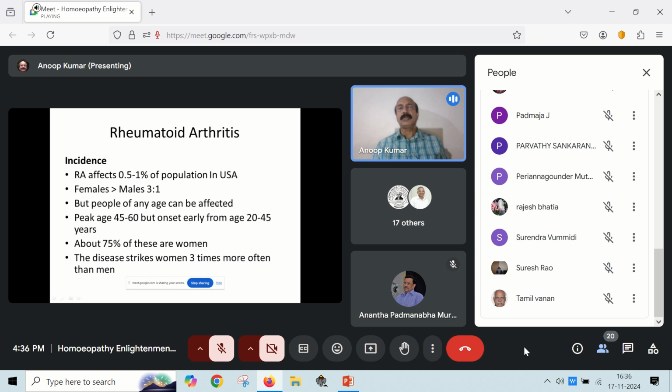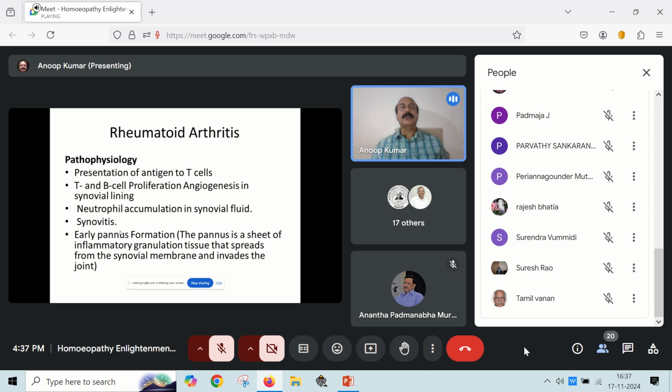But people of any age can be affected. Peak age will be 45 to 60, but onset can be early, from age 20 to 45 years. So the most average seen is 45 to 60 years old. That's why we said it is important for our age group. About 75% of the affected people will be women, and the disease strikes women 3 times more often than men. So that is the problem. Now all the ladies have to be very careful about this and see what best can be done to avoid or better this problem. Ladies are getting this 3 times more than men.